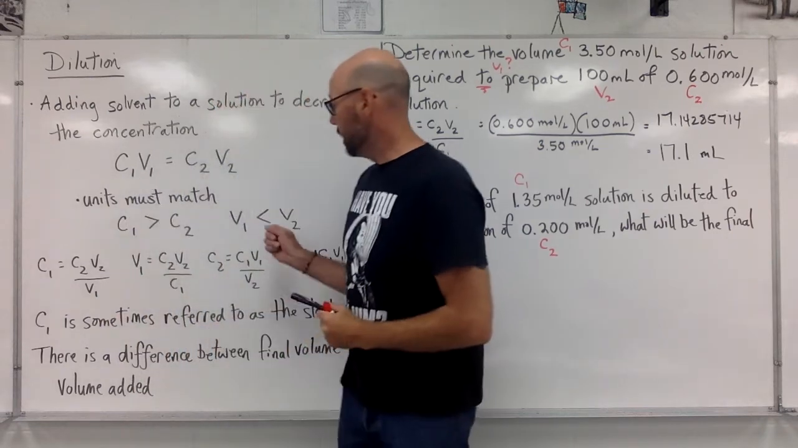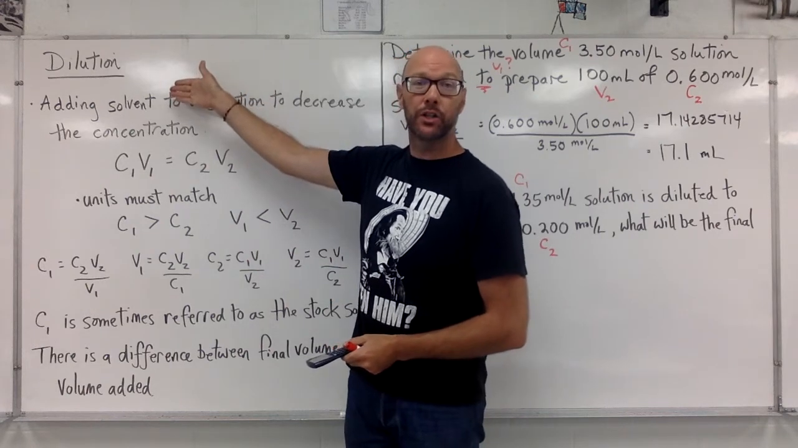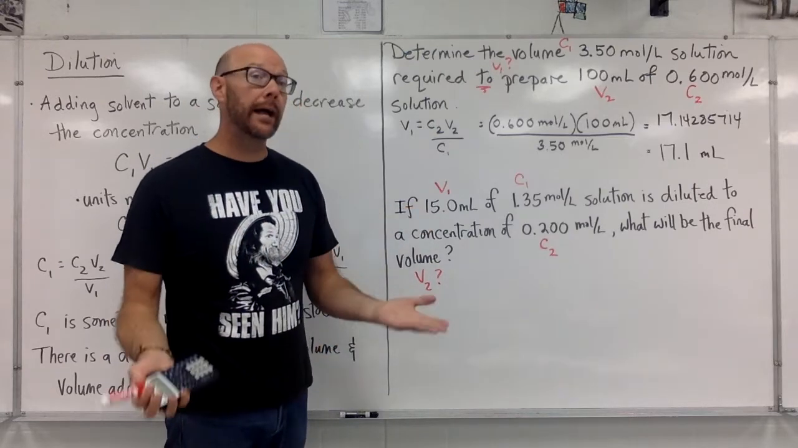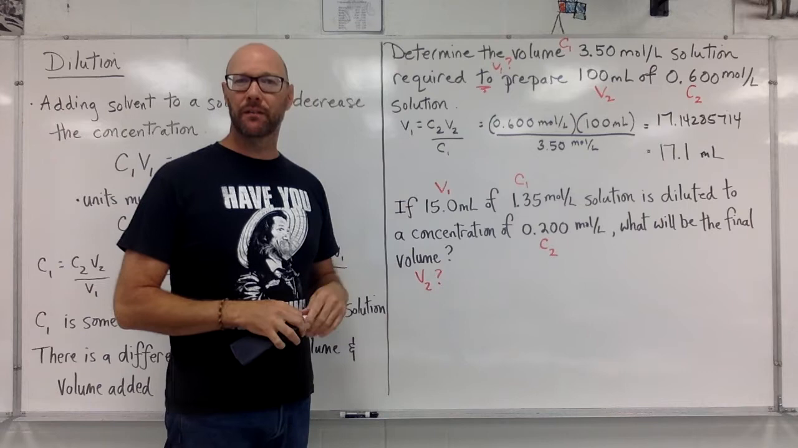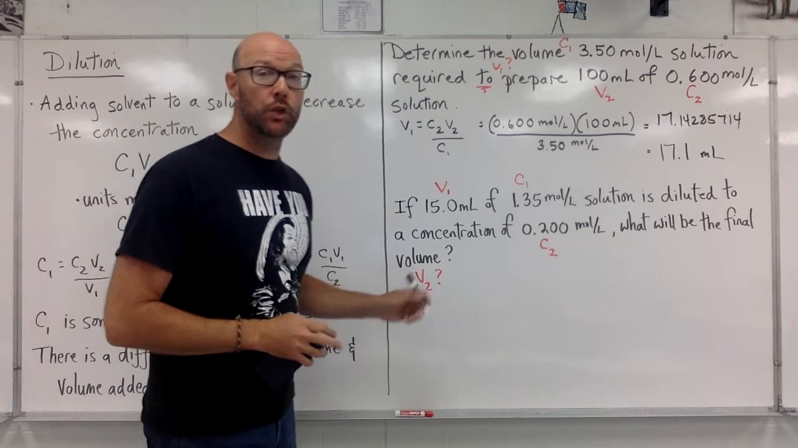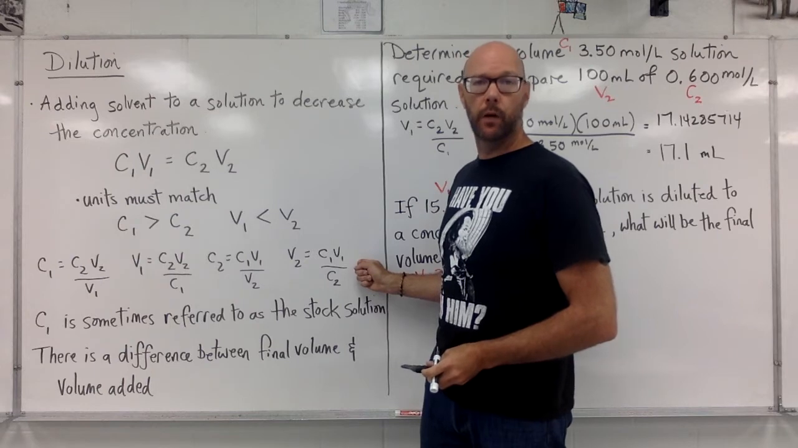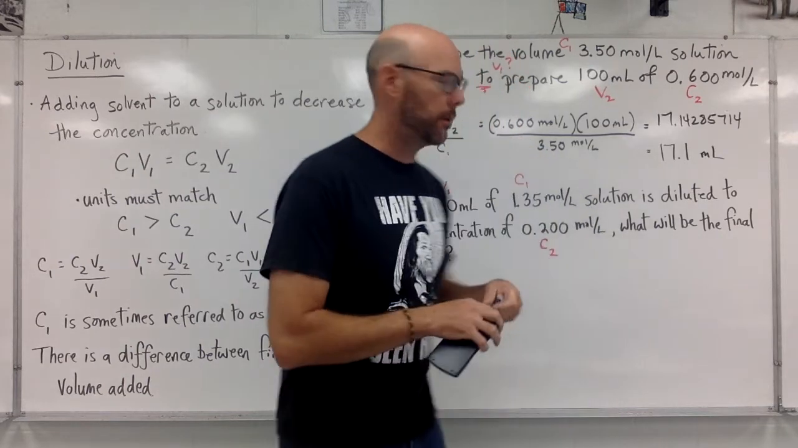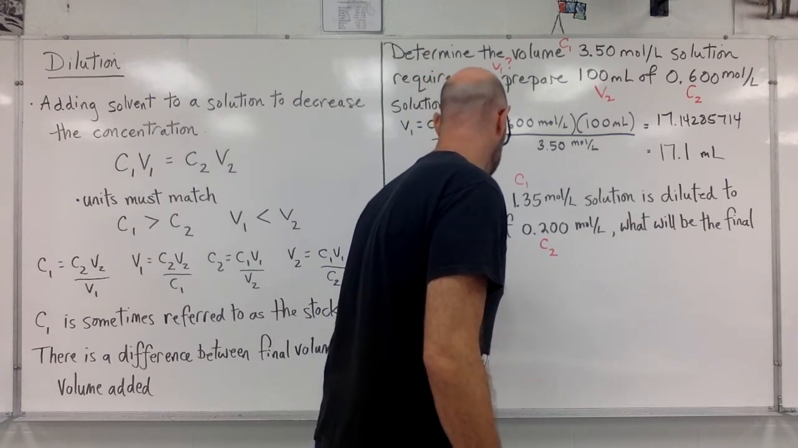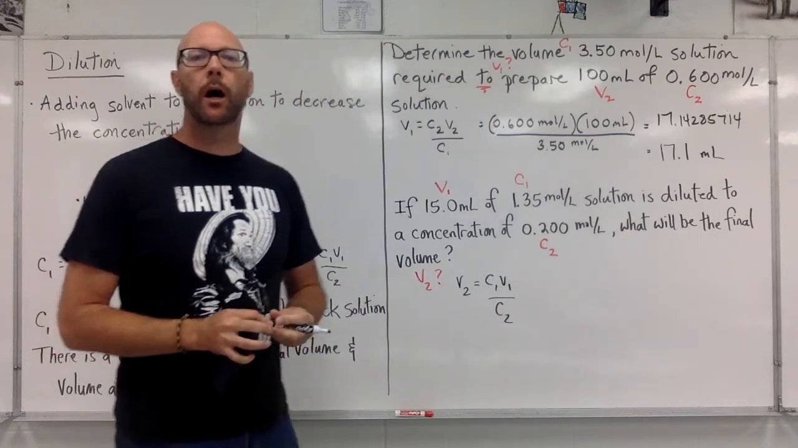By definition, the final volume, V2, has to be larger than V1. We added water to it. That's what dilution is. So I have this expectation. I'm not quite sure what my answer is going to be, but I do know it has to be bigger than 15. I move on to the calculation. I'm looking for V2. Here's the main formula, manipulate it around, V2 equals C1 times V1 over C2. I'm going to recopy that down. Just helps me feel organized to recopy the formula.